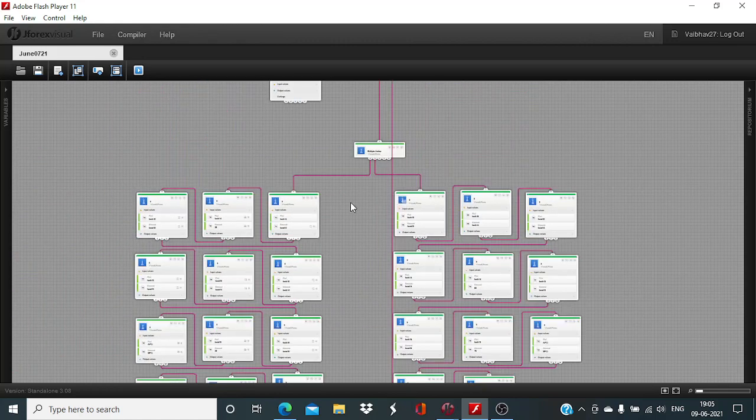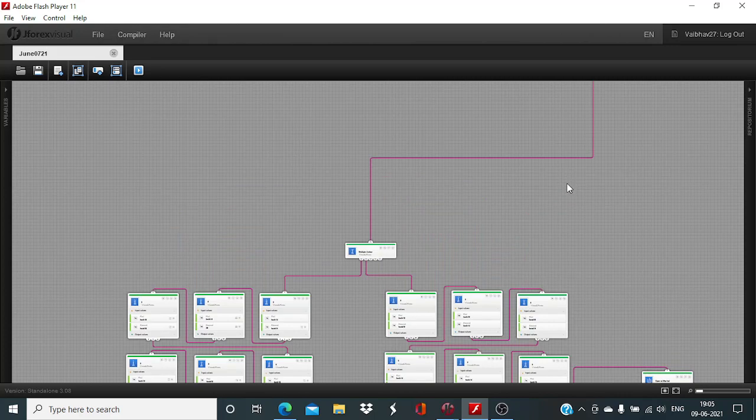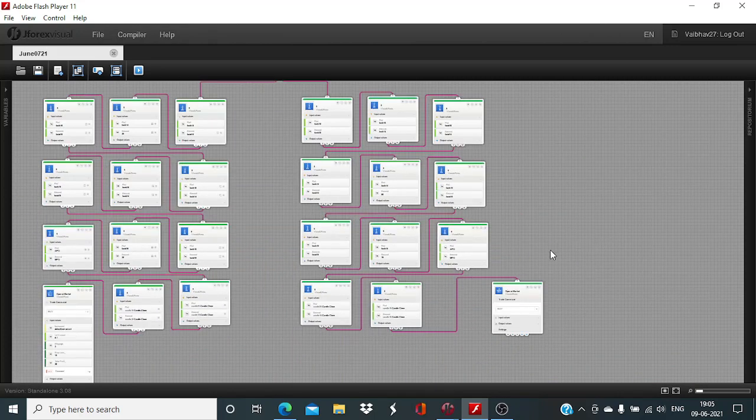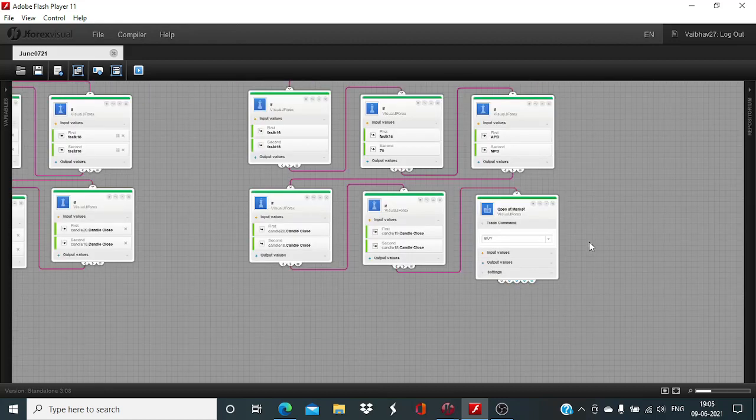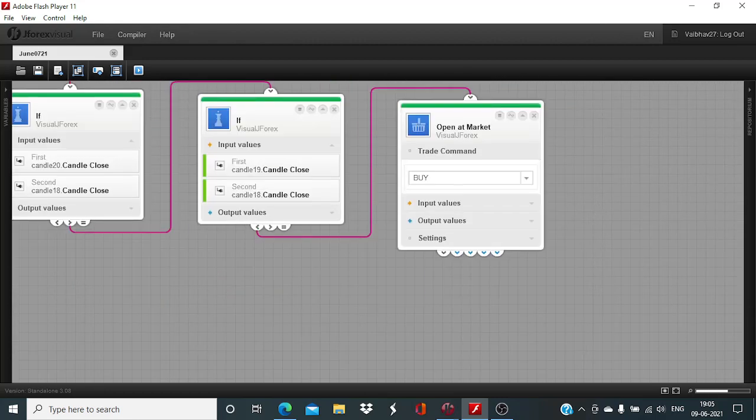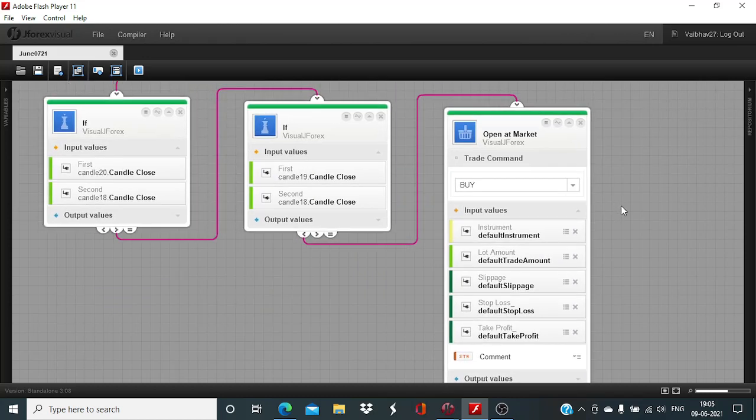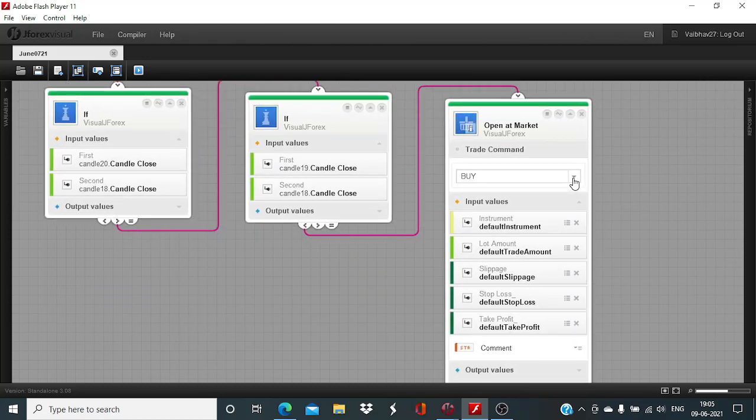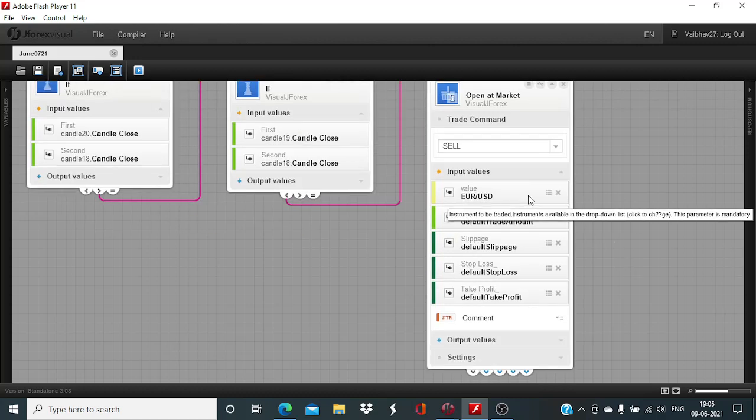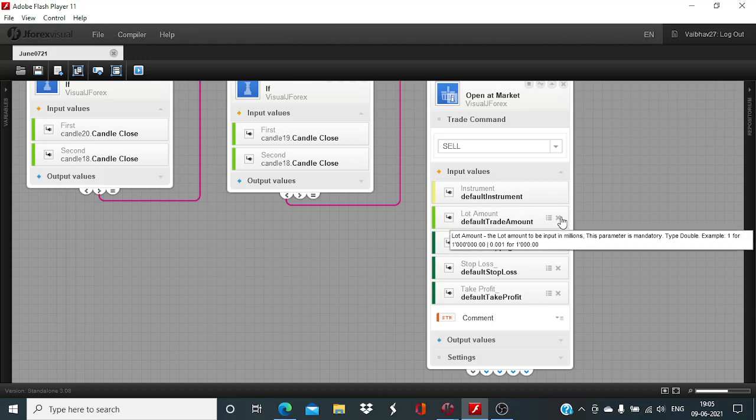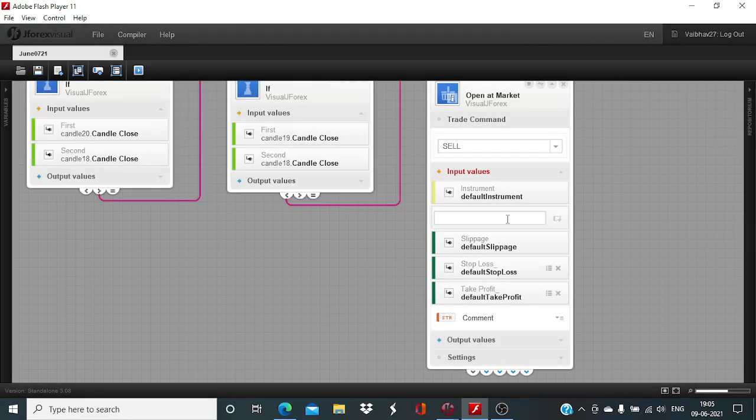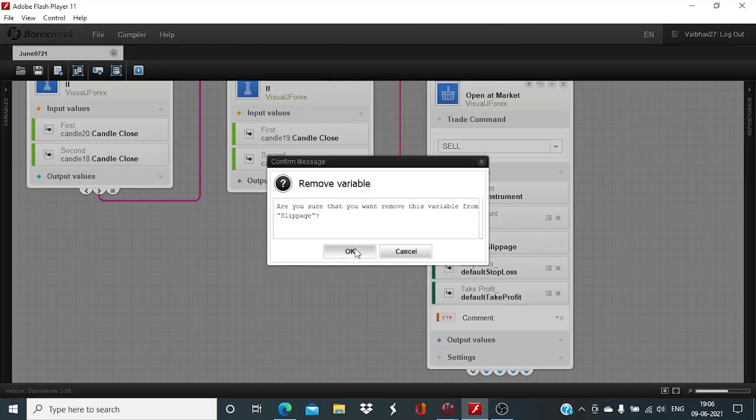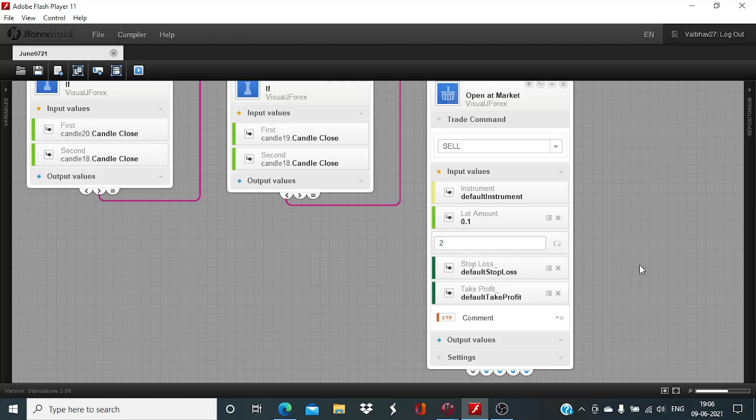And now coming to defining these parameters for the trade command block. In this case also we need to make sure that these parameters are symmetric with the parameters we had set for the buy trade command. This is going to be the sell trade command. Default instrument will remain as it is. Trade amount I will change to 0.1 million. The slippage will be at 2 pips.